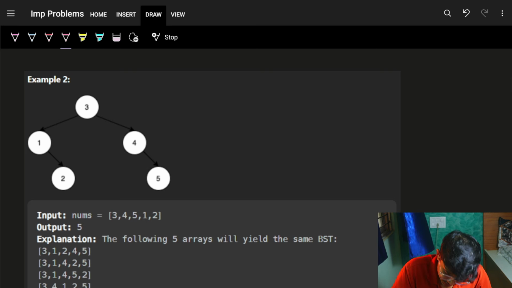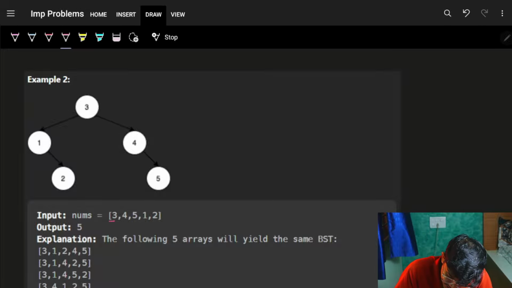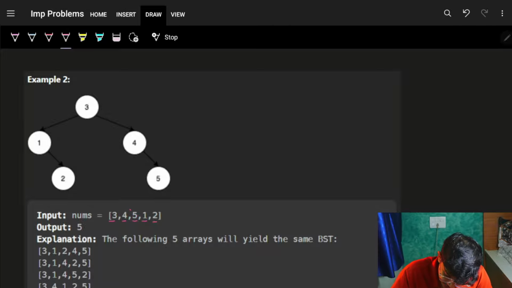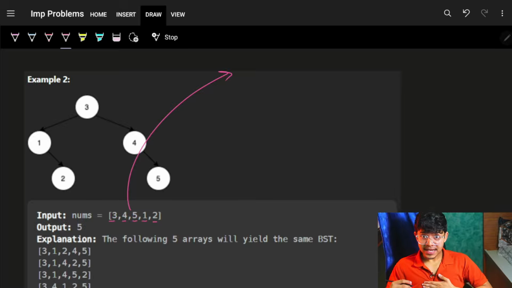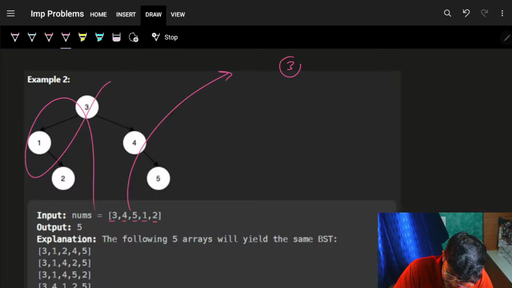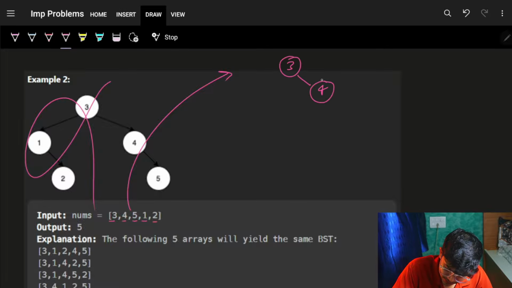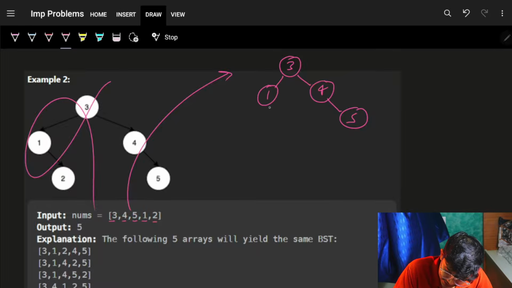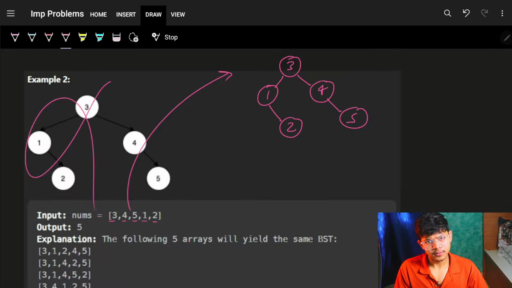Now, see, firstly the input is 3 4 5 1 2. If I just make a tree randomly from myself, not looking at this, from this array, it will be: 3 came in, then the 4 came in, then the 5 came in, then the 1 came in, and then the 2 came in. Cool.